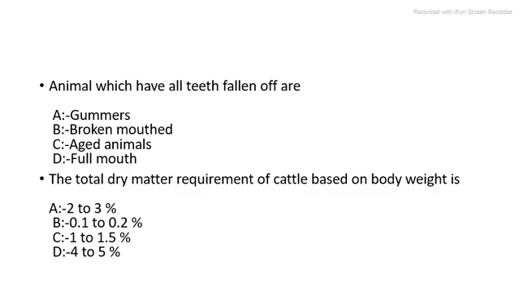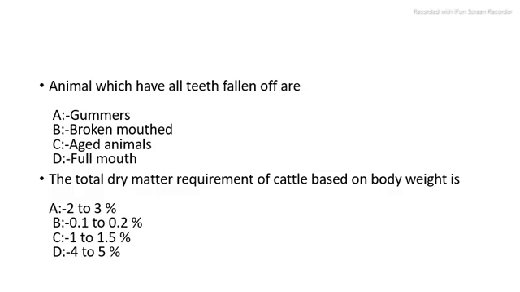Next question. Animals which have all teeth fallen off are called option A gummers, option B broken mouth, option C aged animals, option D full mouth. So the correct answer is option A, that is gummers.